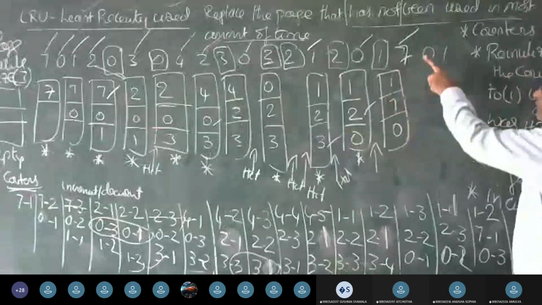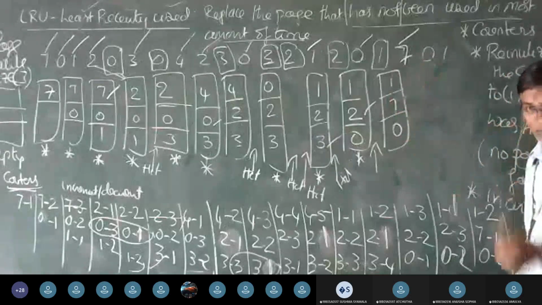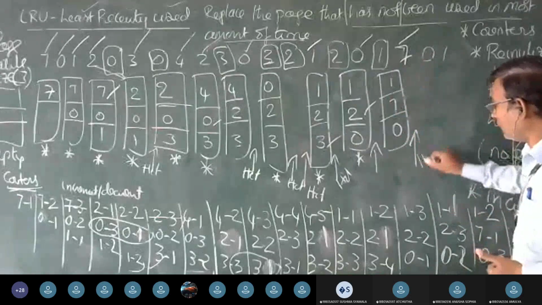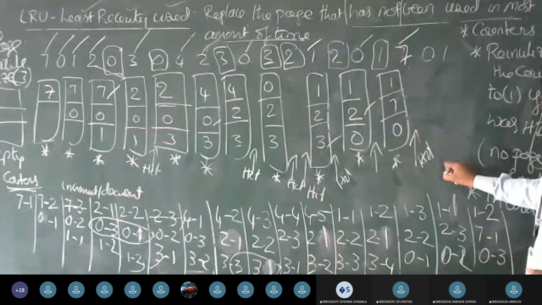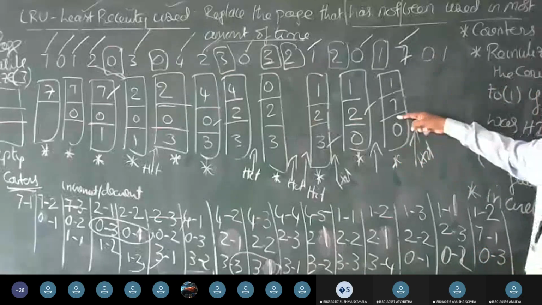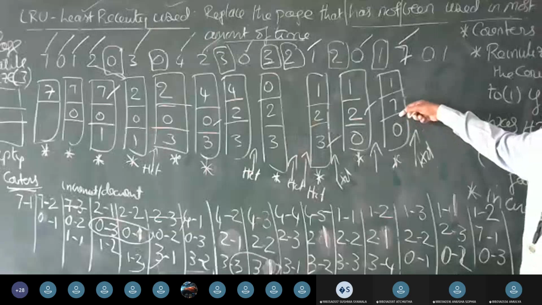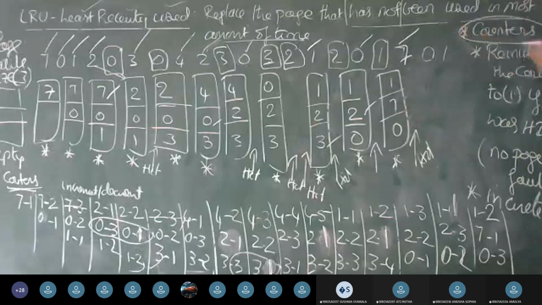Is 0 equal to 7? No. Is 0 equal to 0? Yes. That means there is a hit here and there is no question of page fault, because the item was found in the page table. But still, the counters should be reinitialized to 1 if there was a hit.